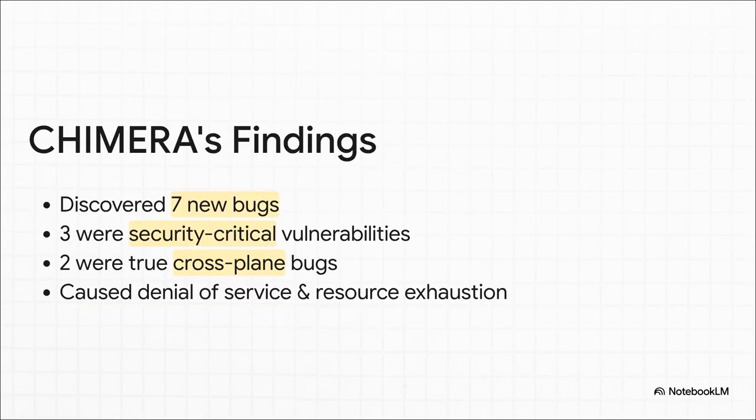So what were the results? Well, they're pretty incredible. In its testing, CHIMERA found 7 brand new bugs in software that everyone thought was totally mature and stable. 3 of them were critical security flaws, including that denial of service attack we started with. But what's really important here is that 2 of them were true cross-plane bugs, those ghosts that were just completely invisible to the old way of testing.